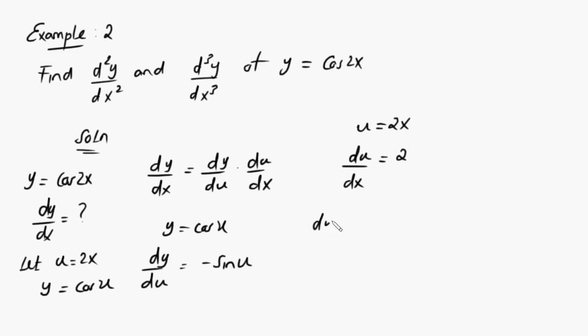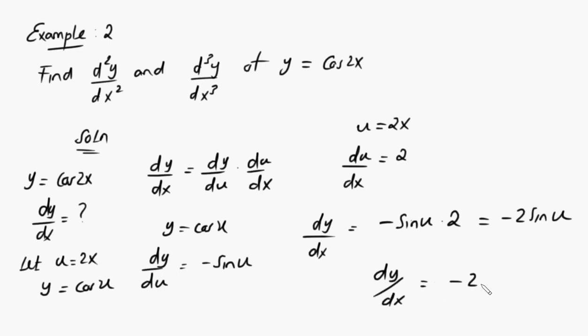So I mean my dy dx now is just going to be equal to negative sine of u times 2. So it's just negative 2 sine u. But what is u? U is 2x. So my dy dx is just equal to negative 2 sine of what? 2x. So this one is my dy dx.